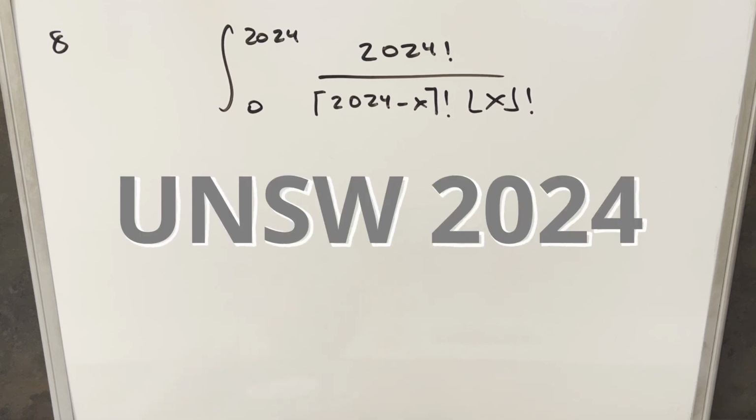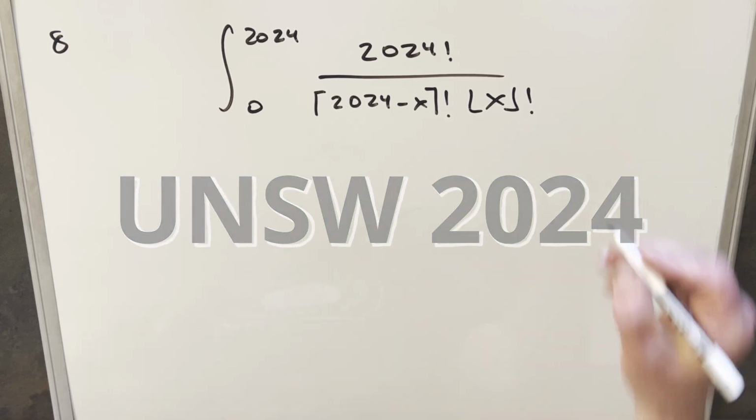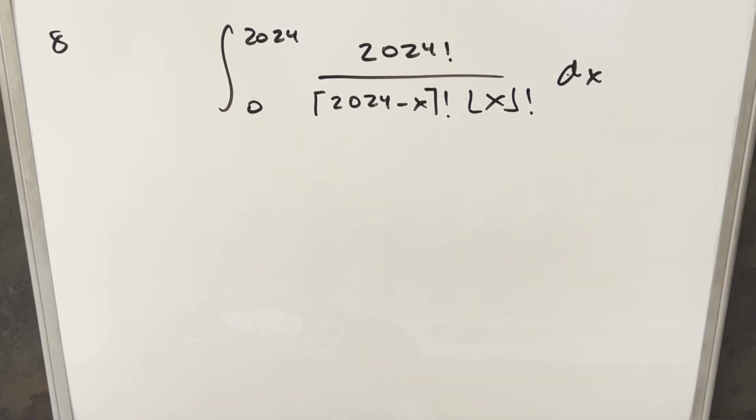Okay, so we have a good one here today from the UNSW integration B 2024, problem 8. We have the integral from 0 to 2024 factorial over the ceiling of 2024 minus x factorial times the floor of x factorial dx. When I was doing this one, I was thinking that almost for every integral, you've got multiple ways to do it. I think this is the integral where you just have one way to do it. I know someone's going to prove me wrong in the comments, but anyway, I'm just going to say this is the only method for this one, and we'll see how it goes.